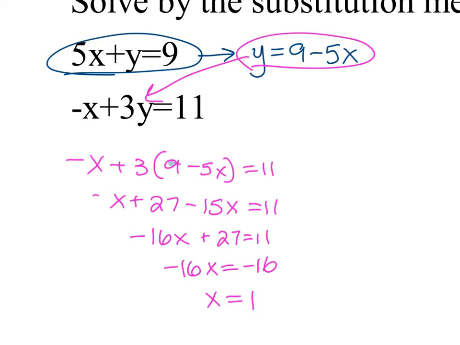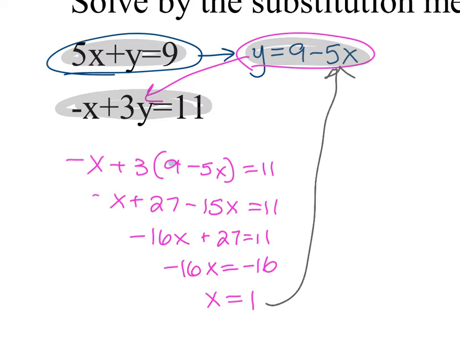Now I'm going to take that and plug it back in. And honestly, you could plug it back into this one, you could plug it back into this one, or you could plug it back into the one that you tweaked already, which will automatically give you y. So that would be my recommendation, but again, it doesn't matter. Y would equal 9 minus 5 times 1, and y equals 9 minus 5, so y equals 4.